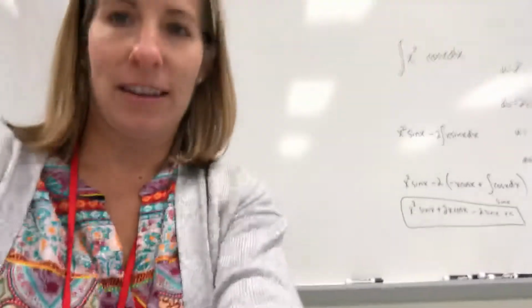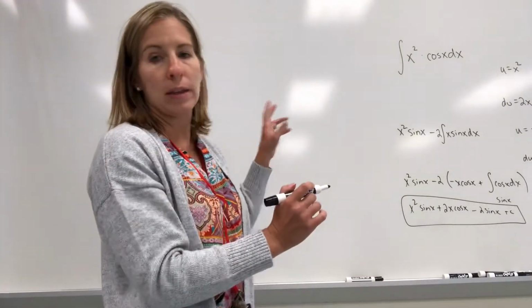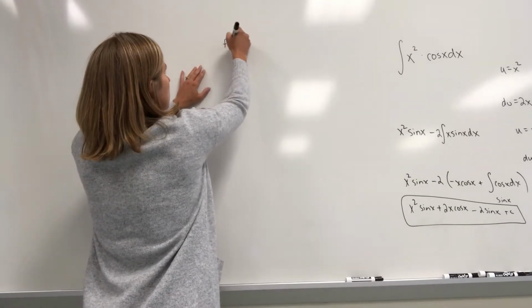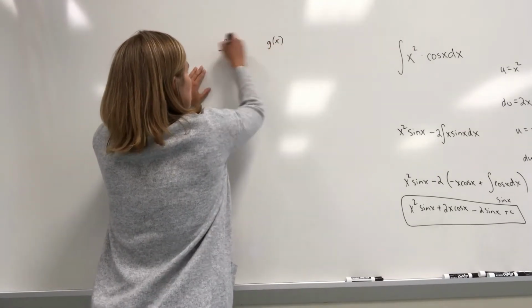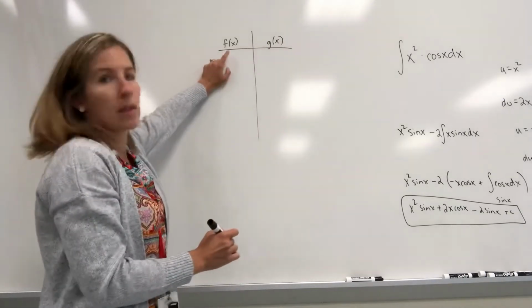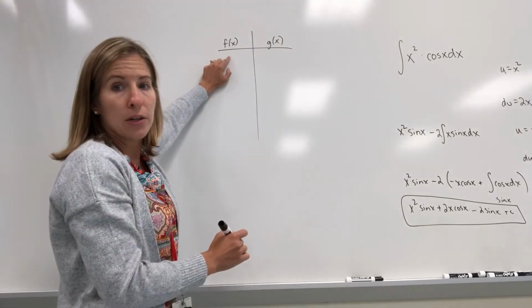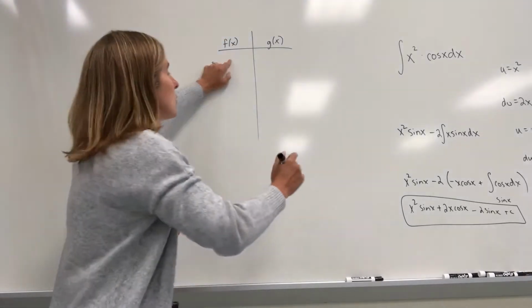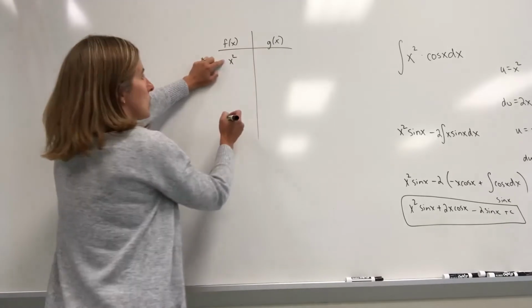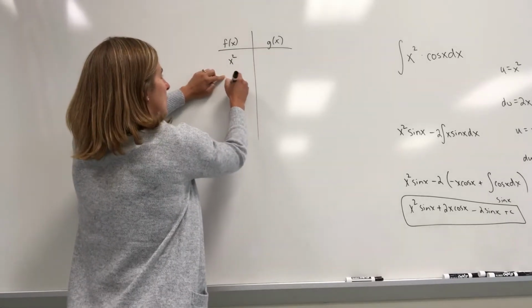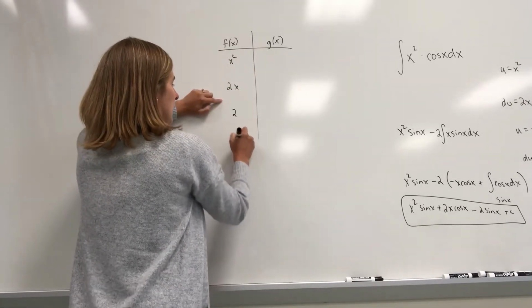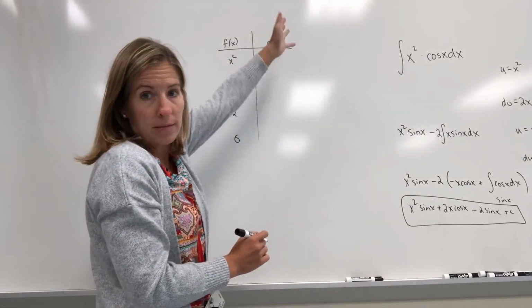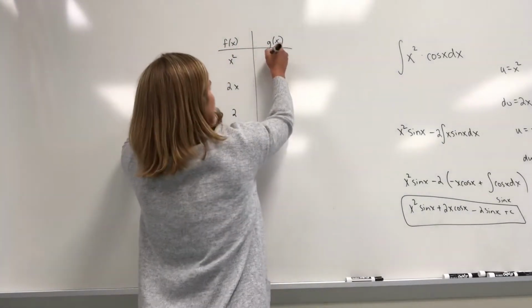Okay. So let me show you the tabular way, the shortcut. So you make a little table. You put the thing here that's your u, the thing that you can derive a bunch of times and you end up with 0. So won't that be x squared? So then we're just going to continually take the derivative of this until we get 0. Then the other thing that you put here is the other guy. So here, cosine of x.